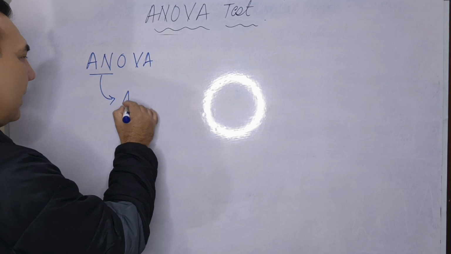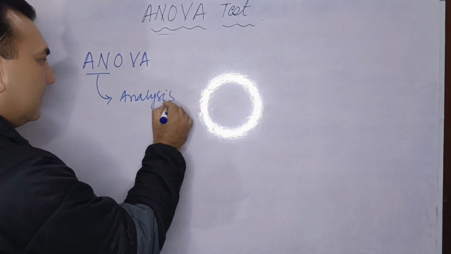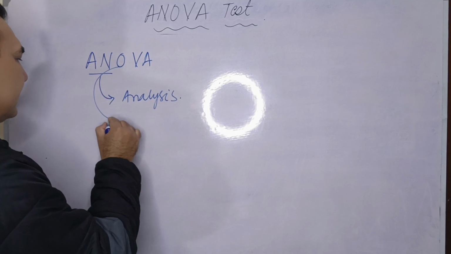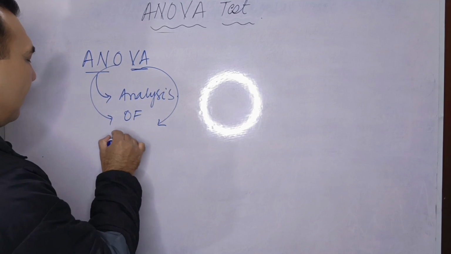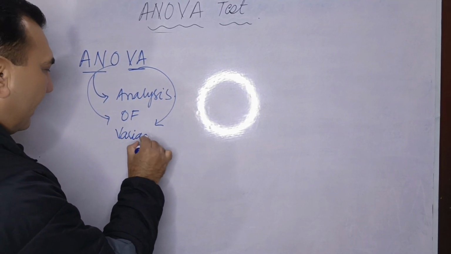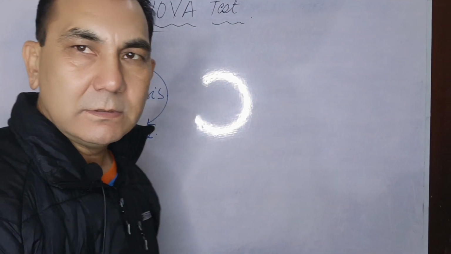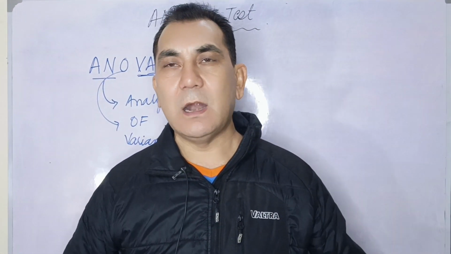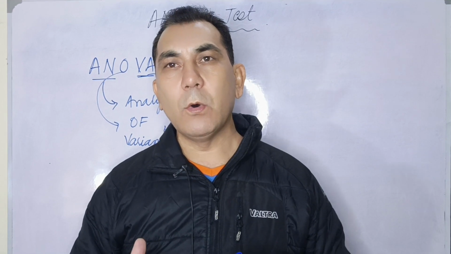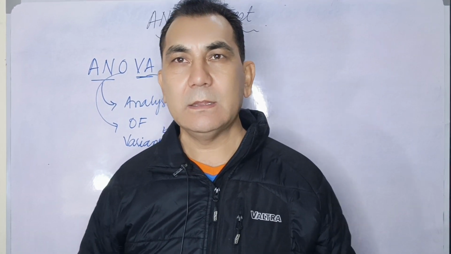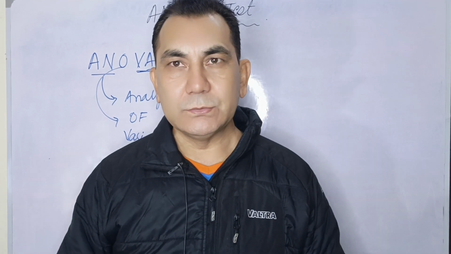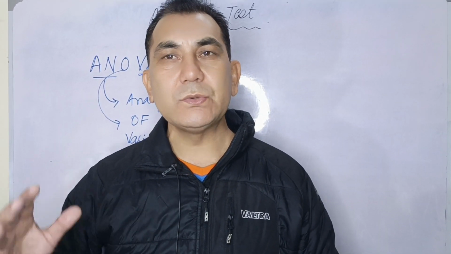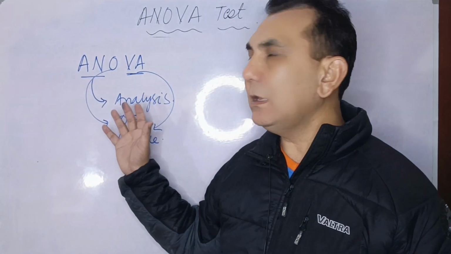ANOVA is an abbreviation: AN is for analysis, O is of, and VA is variance, so it is the analysis of variance. It's very simple. To see the difference between more than two sample means, we measure it by the ANOVA test.